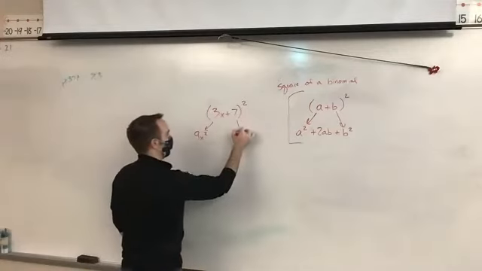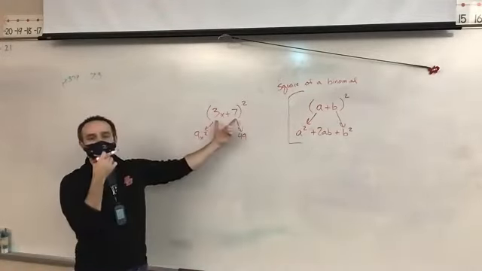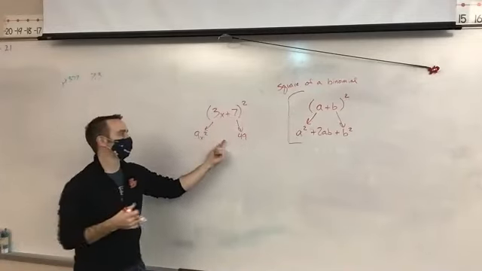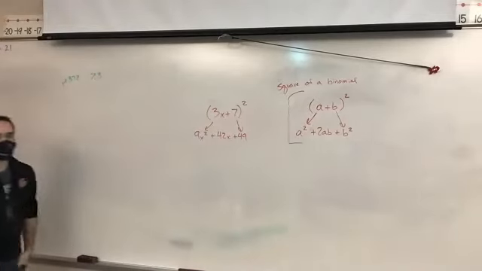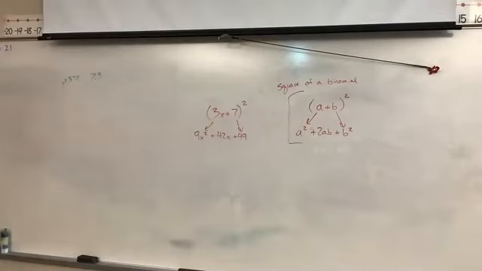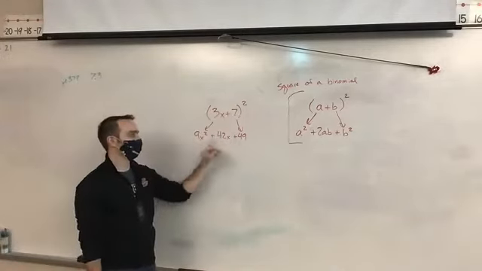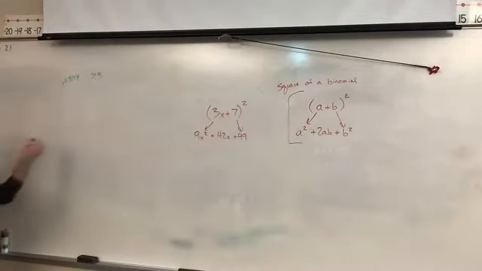What's 7 squared? 49, thank you. And then I'm going to multiply these two together. What's 3x times 7? Double it. 42x. Okay, multiply them together and then double it. Gets us that middle thing. Any questions on where these are coming from? All right, here's 2 to do.